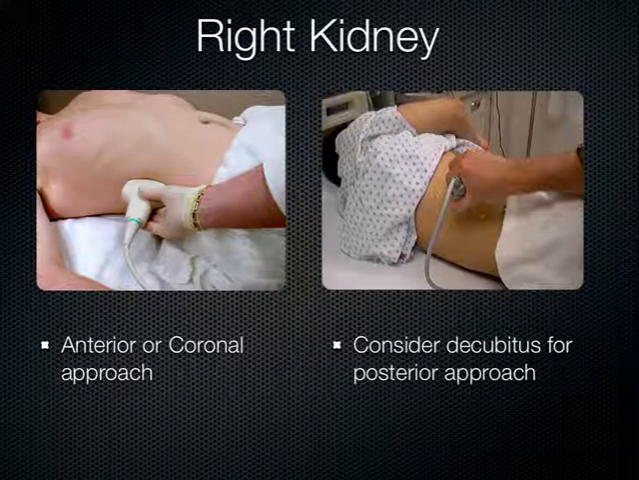Switching out to the kidney, we can do several approaches. We do an anterior approach, or in this case here we're doing a coronal approach, indicators towards the patient's head. Or we could do a posterior approach, lay them on their side, or the term is decubitus, to do a posterior approach, going in between the ribs. Notice that when you go in between the ribs, it does help to use a smaller footprint phased array transducer rather than that large footprint curved or convex array.